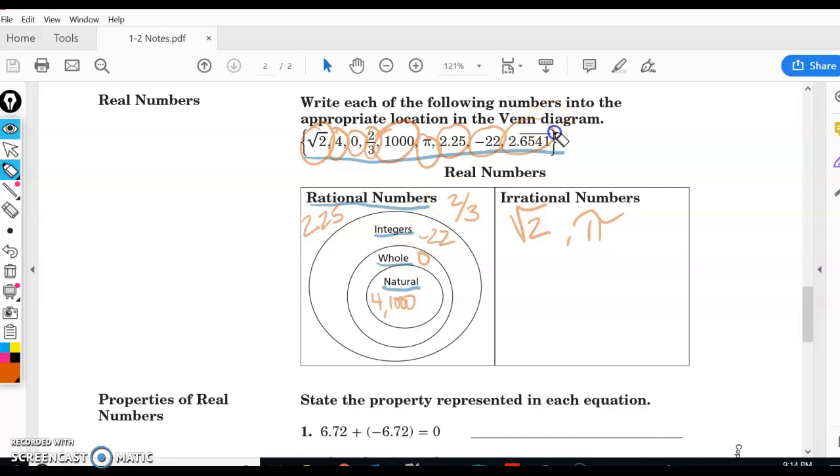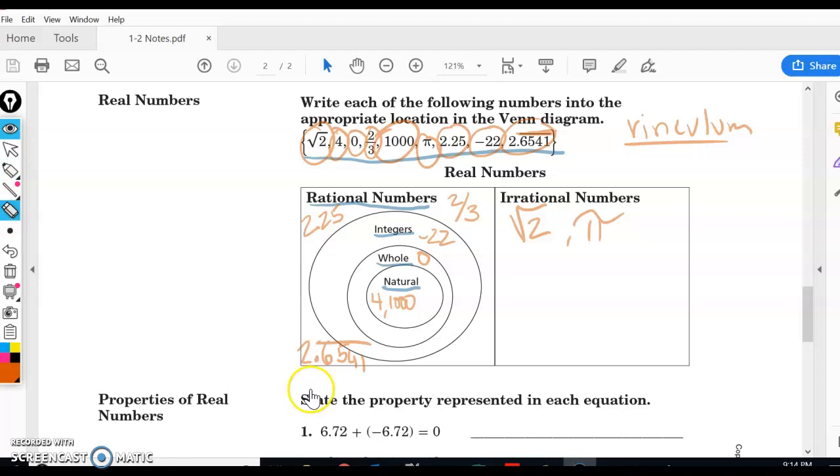And then lastly, 2.6541 repeating, since it has that bar on top, which is actually called a vinculum. Maybe you've heard of that, probably not. This belongs in the rational set of numbers. The bar again means those 6541 repeats.